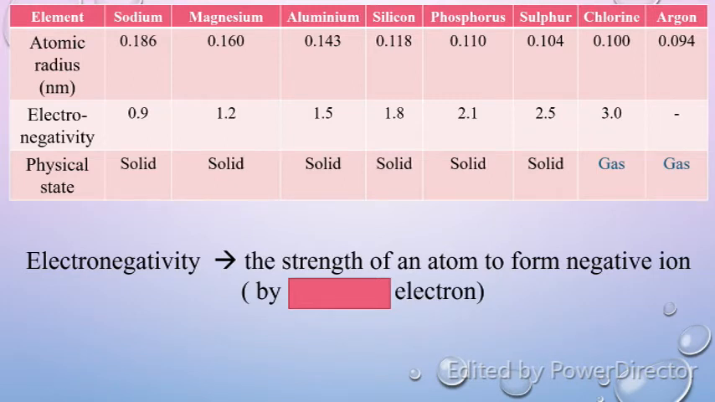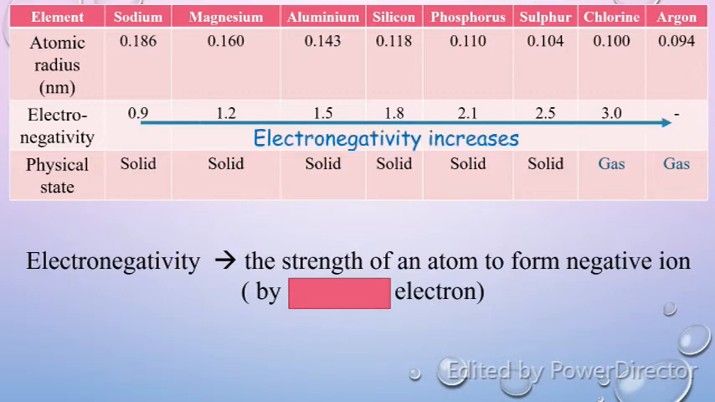Next, electronegativity. So this is the second thing I want you to remember today. Moving from left to the right of a period, the electronegativity increases. So what do you understand by electronegativity? Look at the term negative. It is the strength of an atom to form negative ion.